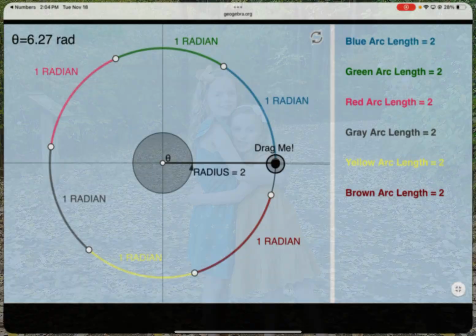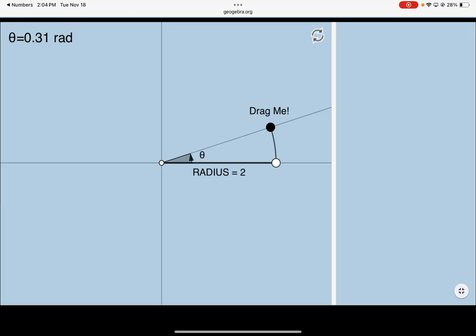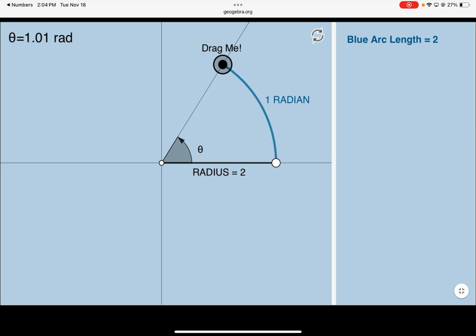Now let's illustrate this dynamically. Let's let it load here. All right, so let's say the radius of my circle I'm working with is 2. Okay, now currently I have this angle set at 0.31 radians. So that means the length of this arc would be 0.31 of 2, whatever that value is, okay? All right, now let's increase the size of the angle till I get to 1 radian right there. Okay, what's the length of that blue arc? It's got to be 2 units then, right? If the radius of this circle is 2.